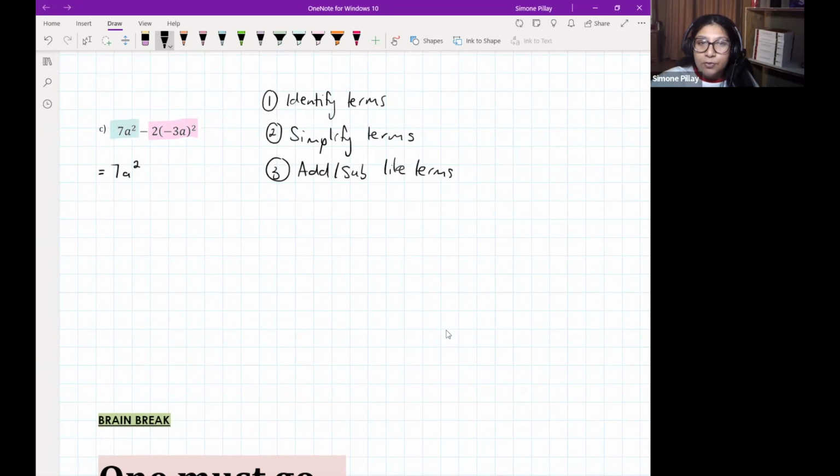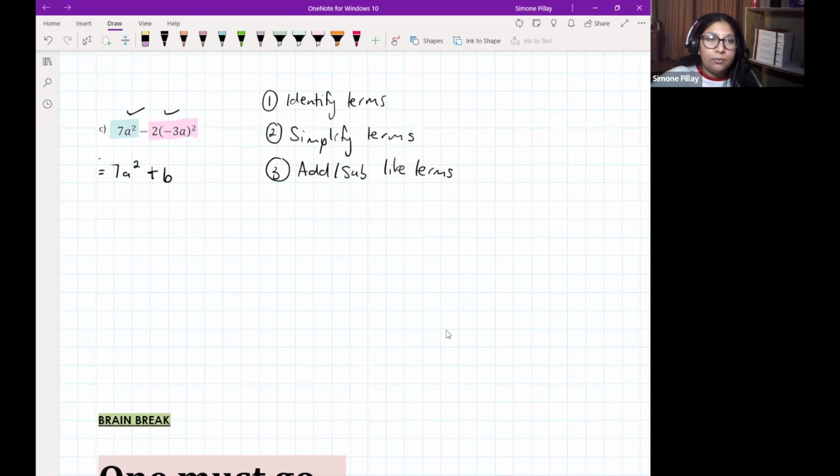So in case anybody forgot, we first identified our terms. Now what we do is simplify our terms. I've brought 7a squared down because I can't simplify that term anymore. Let's now simplify my pink term. It's going to be negative 2 times negative 3a. A negative and a negative gives me a positive. 2 times 3 is going to give me 6.